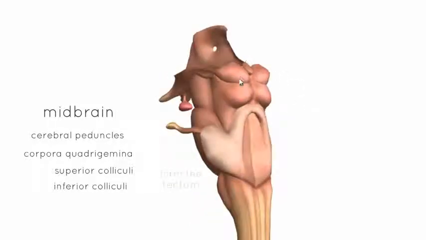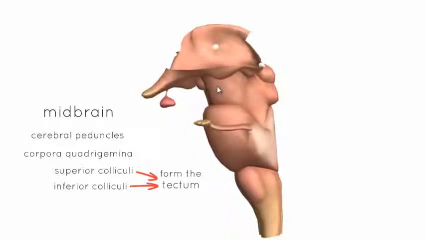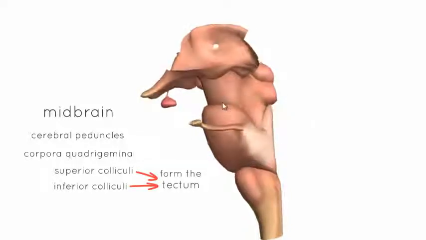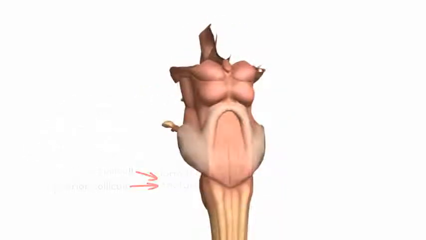So these colliculi sit on the tectum. The tectum is sort of the roof of the midbrain. Tectum means roof in Latin. So these corpora quadrigemina sit on the tectum of the midbrain. So the midbrain is this structure here. You've got the cerebral peduncles, and you've got the tectum with the four colliculi.